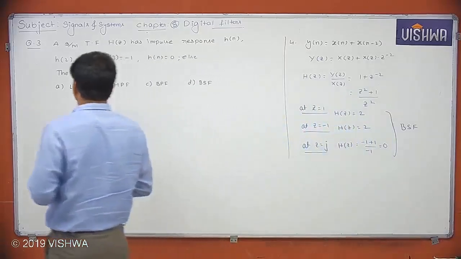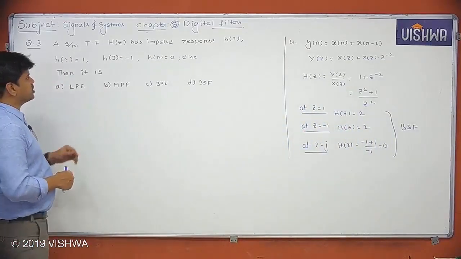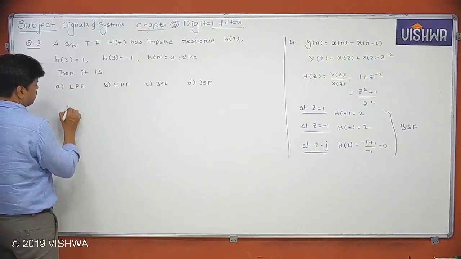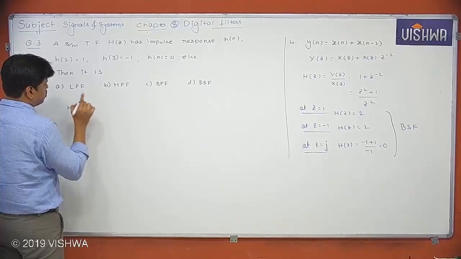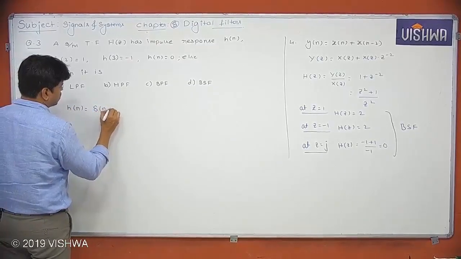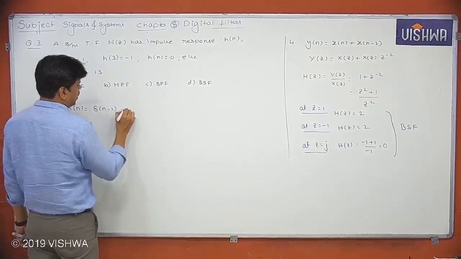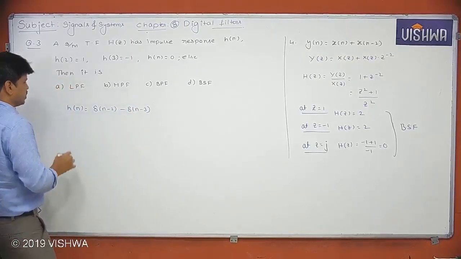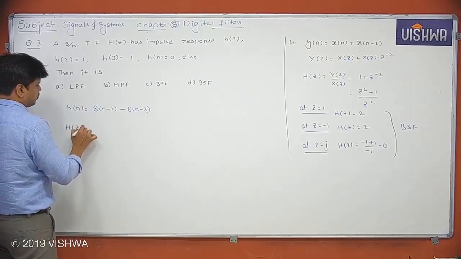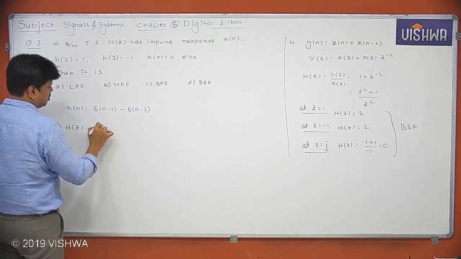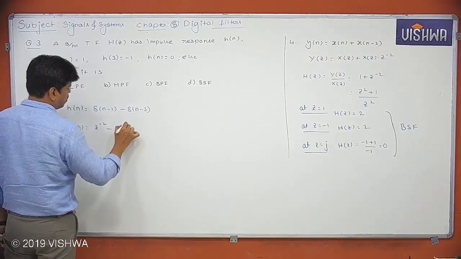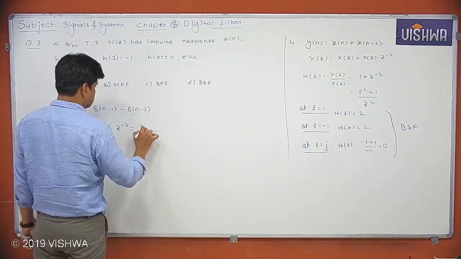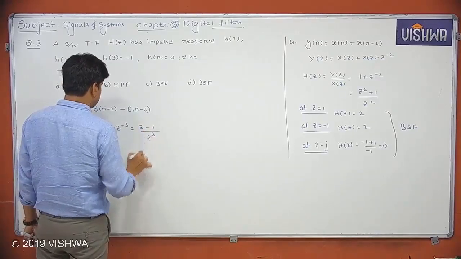So listen here. The impulse response h(n) exists only at 2 and 3. So we can write h(n) is equal to, at 2 we have 1, so delta(n minus 2), and at 3 we have minus 1, so minus delta(n minus 3). So this is h(n). Once we know h(n), we can write H(z), that is z power minus 2 minus z power minus 3. If I take z power minus 3 common, then this is z minus 1.